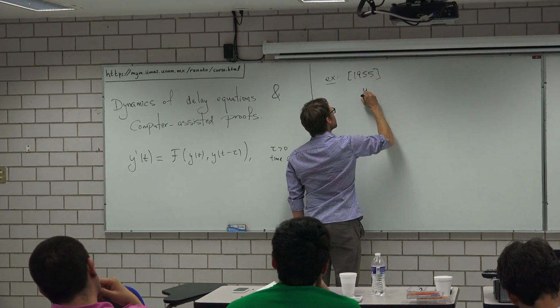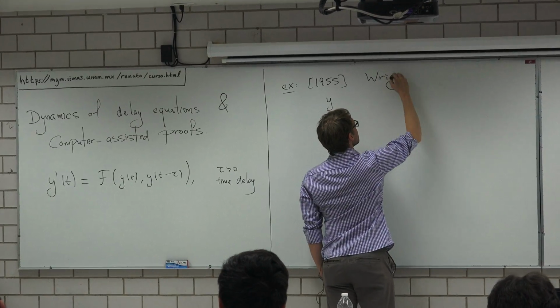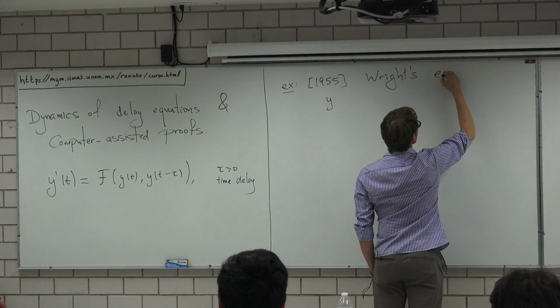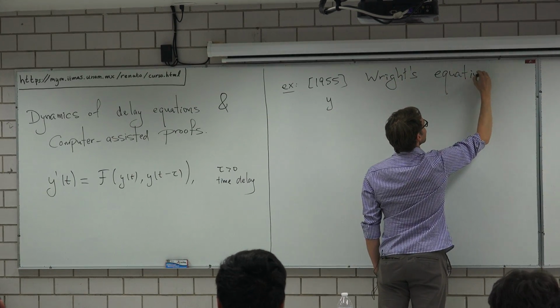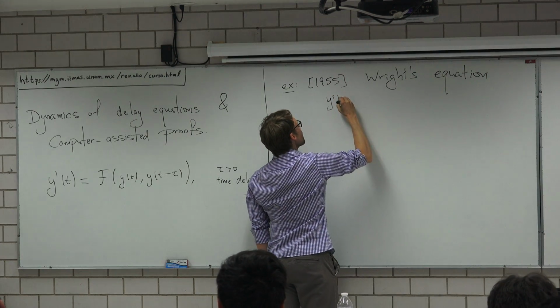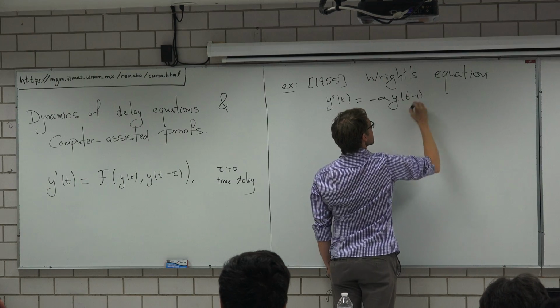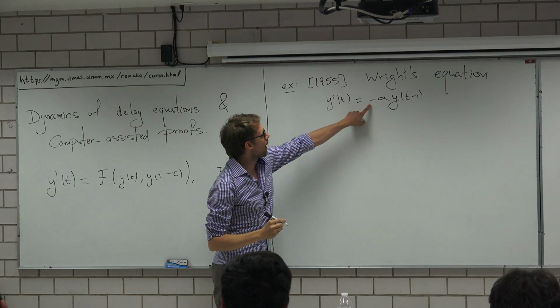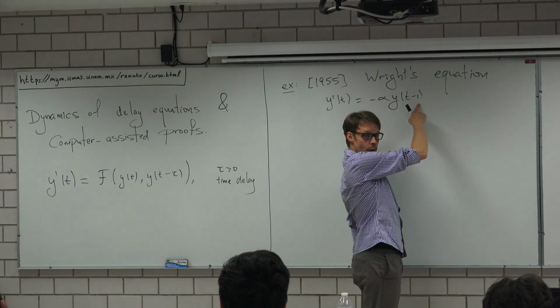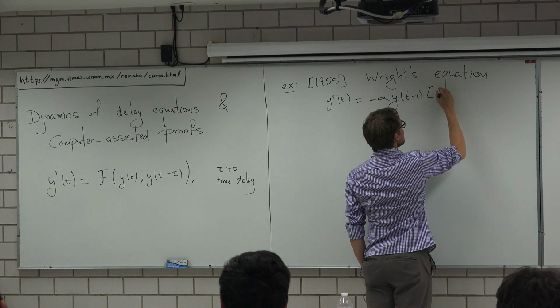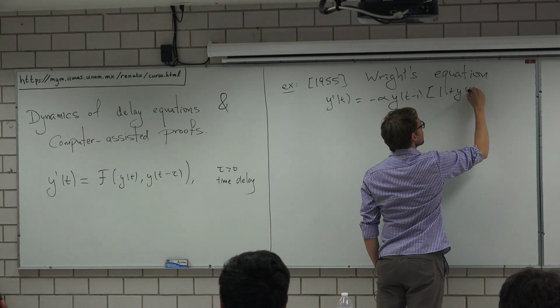So Wright's equation, that's Wright's equation. I'm writing it because I cannot not write it. But I'm not going to talk about this one today. So it's basically an equation of that form. It's y prime of t equals minus alpha times y at t minus 1, so that's in the past, multiplied by 1 plus y of t.